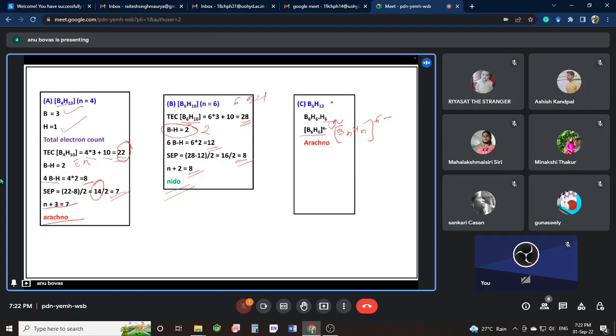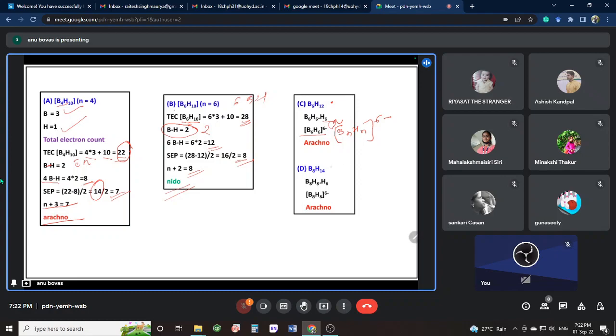If we solve any question using this method, there is no need of calculation and it will save you time. Saving time is important in GATE. So you can follow this method in case of boranes and carboranes. Boranes are clusters which have only boron and hydrogen. Carboranes means along with boron and hydrogen, you will also have carbon. That also we will see along with solving questions.